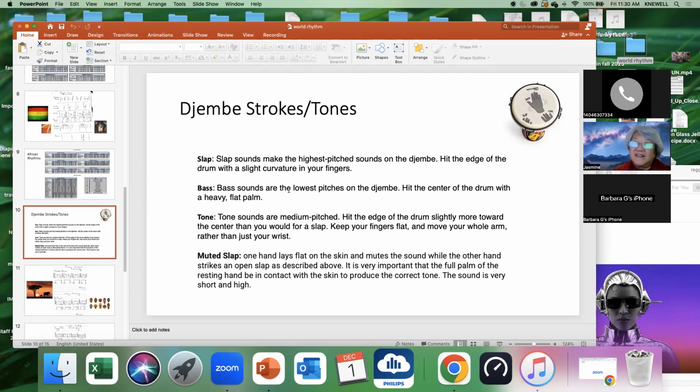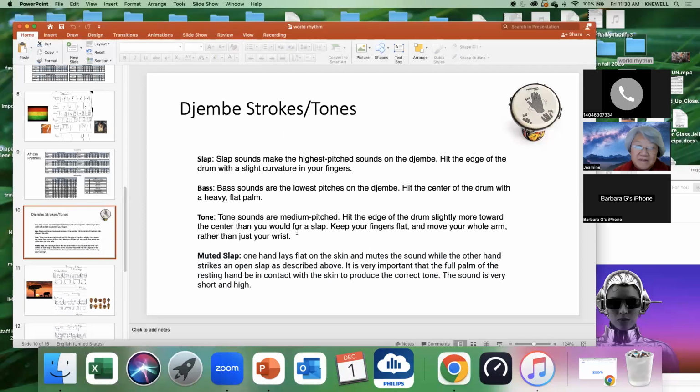The bass, it's the lowest, it's in the center or just off the center with this part of your hand, the full heavy palm, getting that nice bass tone. Then the tone is sort of medium pitched. It's a little bit more of the fingers, not as much. You can just kind of see by these pictures. I think these really help a lot.